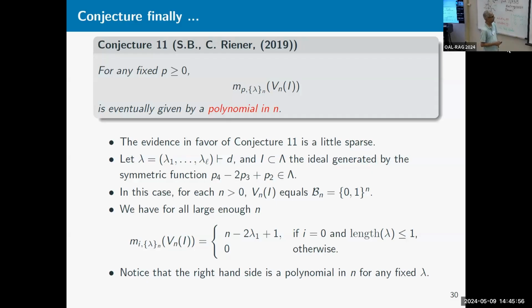Because if you look at this polynomial in the lambda ring, as it's usually called, P4 minus 2P3 plus P2, so these are the Newton power sum basis of the lambda ring. In fact, this V_n(I) is given by this single equation. It's a calculation. And then we already saw that the multiplicity, when I equal 0, only the trivial representation appears and is given by this expression. And this right-hand side here is a polynomial, in fact a linear polynomial. Remember, the lambda is fixed. So that's evidence in favor of our conjecture.